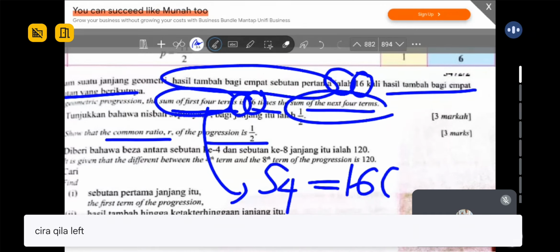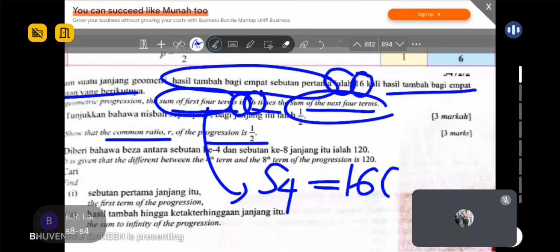So can anyone type out? Hasil tambah 4 sebutan berikutnya. Maksudnya sebutan ke-5 sampai sebutan ke-8 lah. Okay, from term 5 to term 8. Yes, correct. Okay, the answer is S8 minus S4. Okay, this is the answer guys.